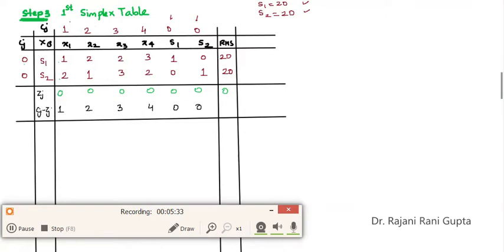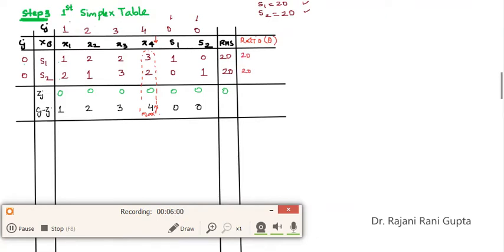Then we have to select the maximum from here. So this is the maximum value. It means in the next table we have variable x4 incoming. Now as x4 is entering, we need to find which variable will be leaving. For that we calculate the ratio, sometimes denoted by theta. So how do we calculate it?